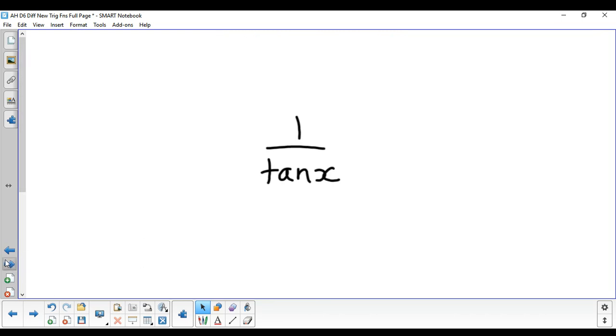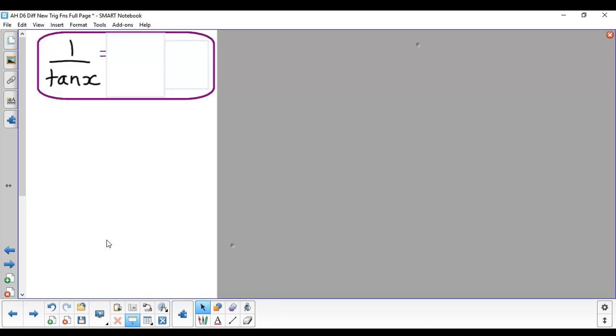The next one we're going to look at is 1 over tan x. How would you cope with 1 over tan x? Well, 1 over tan x is the same as 1 over sine over cos x. And remember, the cos will flip up. So it's cos x over sine x. So 1 over tan x is cos over sine. And again, we'll use the quotient rule.